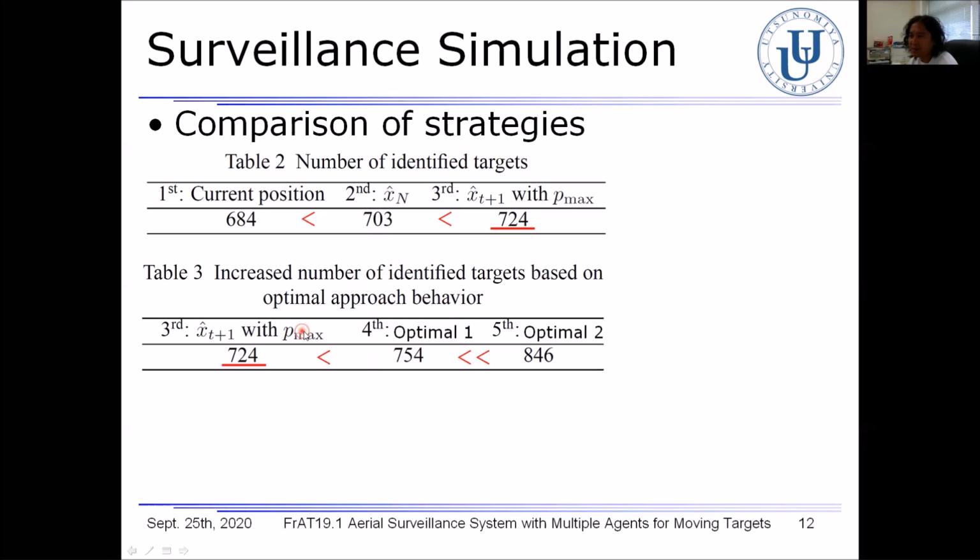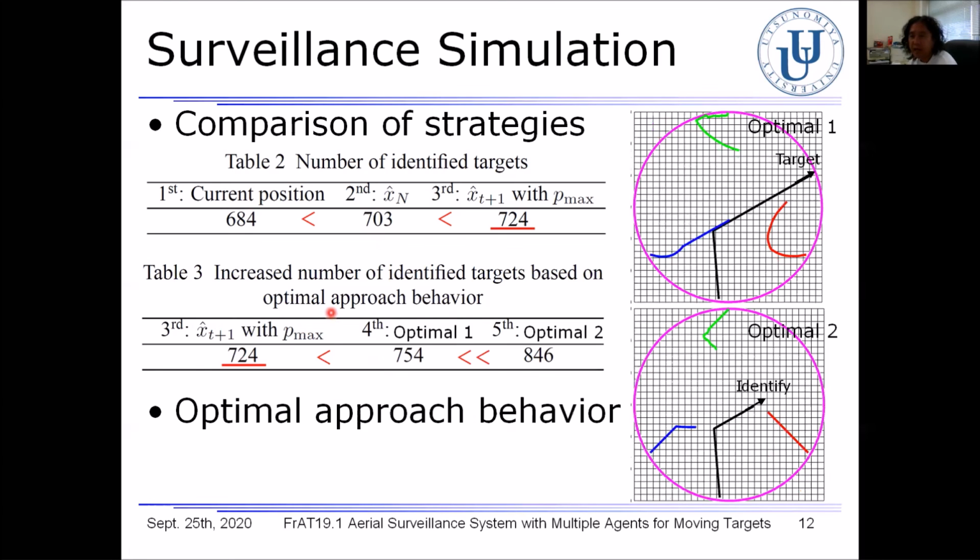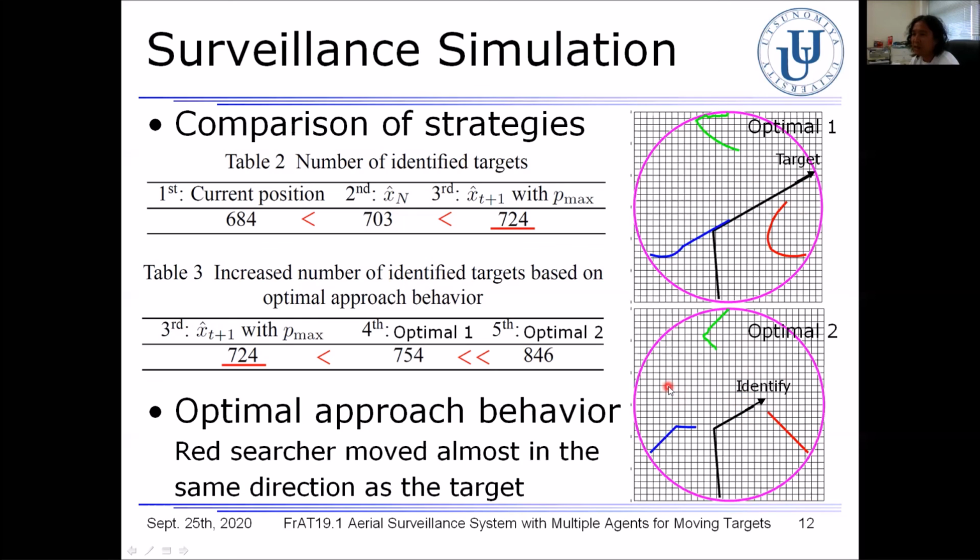In order to observe the optimal approach behavior of the searchers, we compare the trajectories. These figures show the result. In this figure, we can see that the searchers failed to identify the target, as you can see here. On the other hand, in this figure, the target was identified by the red searcher, as you can see here. This is because the red searcher moved almost in the same direction as the target. So this behavior successfully enabled the searcher to approach and identify the target.